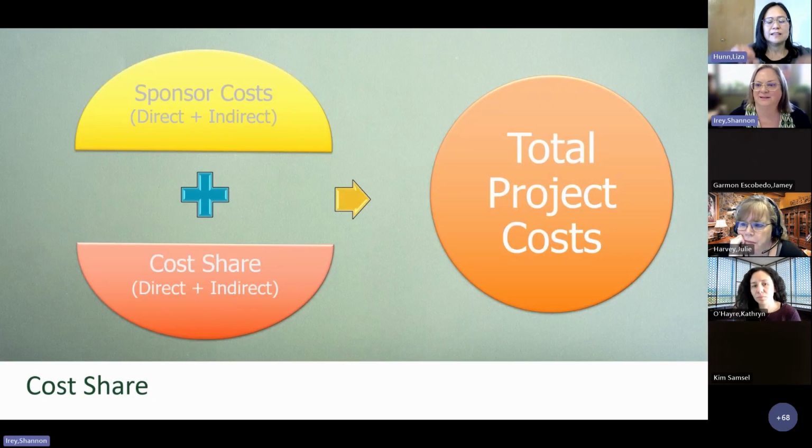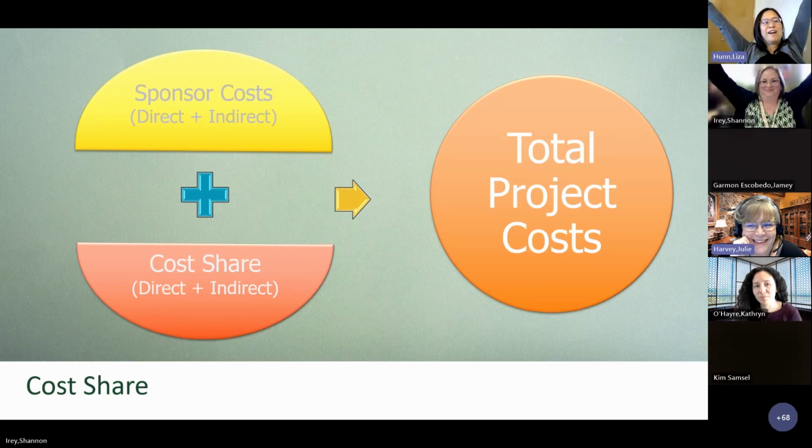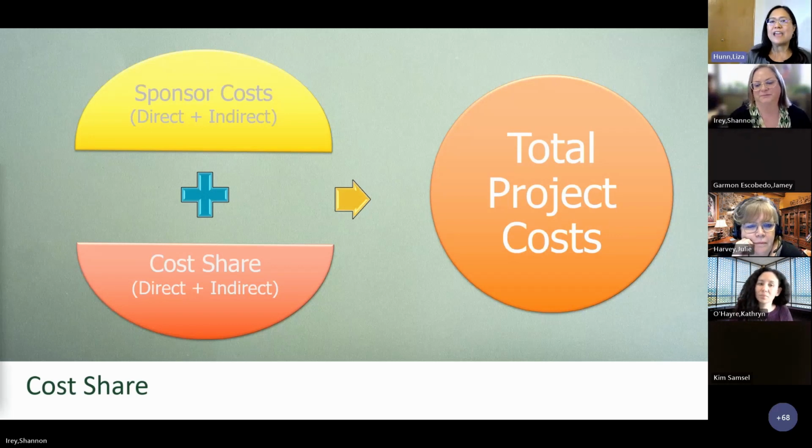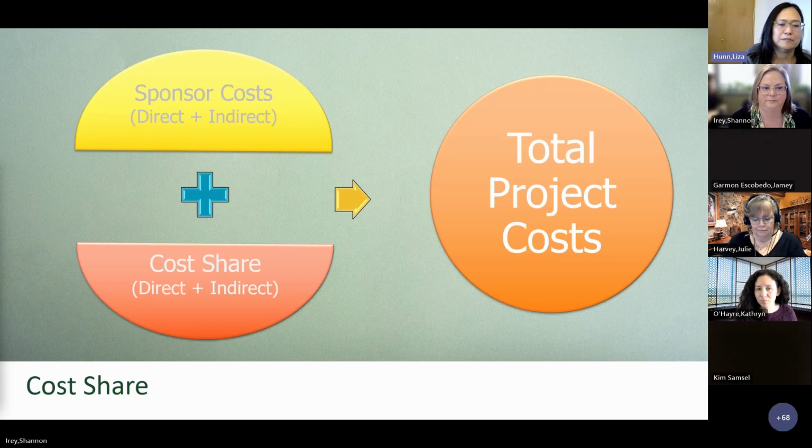Okay. Take a stretch, people. We're going to talk about cost share. It's one of those things where it can get confusing. So what I'm going to try to do is make it clear. You let me know how well I do here in regards to cost share.